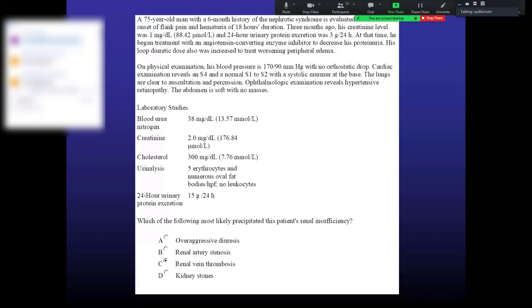The reason why overaggressive diuresis and renal artery stenosis don't really fit is both of those are pretty painless conditions, so you shouldn't have pain. But with renal vein thrombosis, patients actually do present with pain. And the setup here really is that the patient has nephrotic syndrome. So that's what they're looking for.